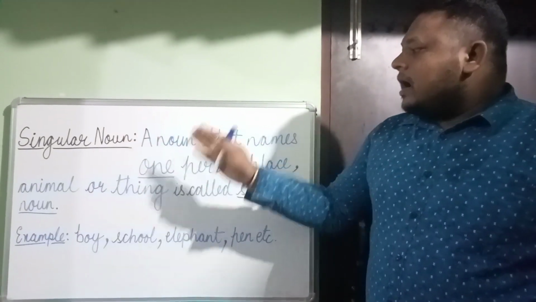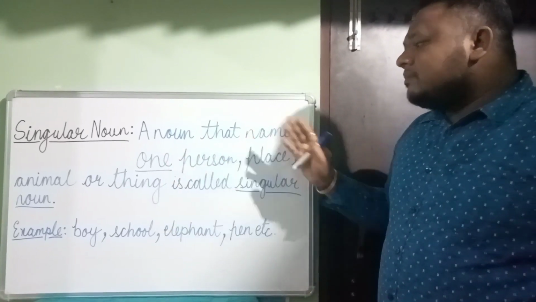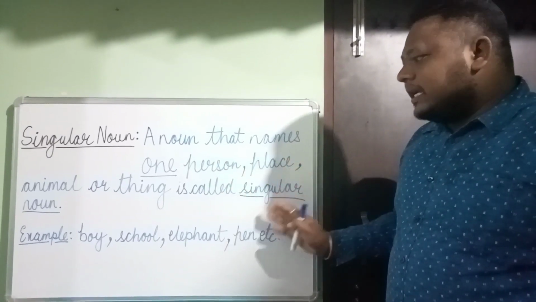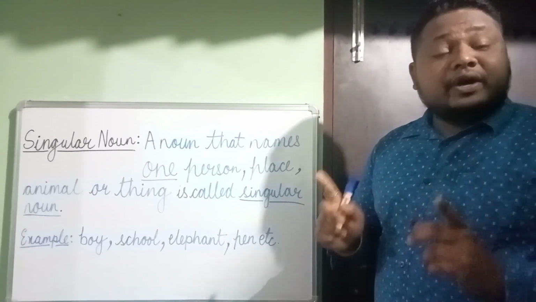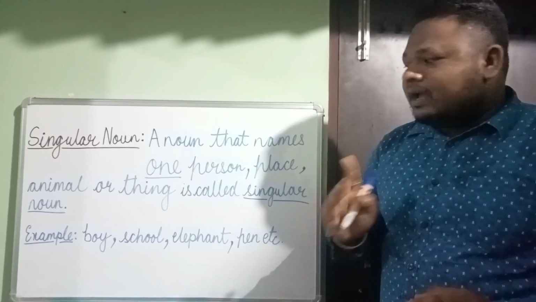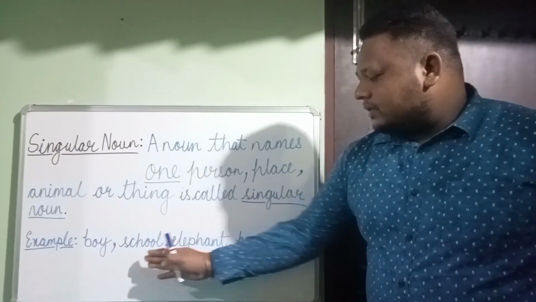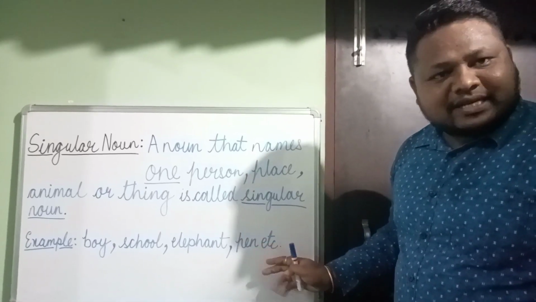Singular noun. A noun that names one person, place, animal, or thing is called singular noun. Alright? In singular noun, we are going to talk about only one person, place, animal, or thing. For example, a boy, school, an elephant, pen, etc.